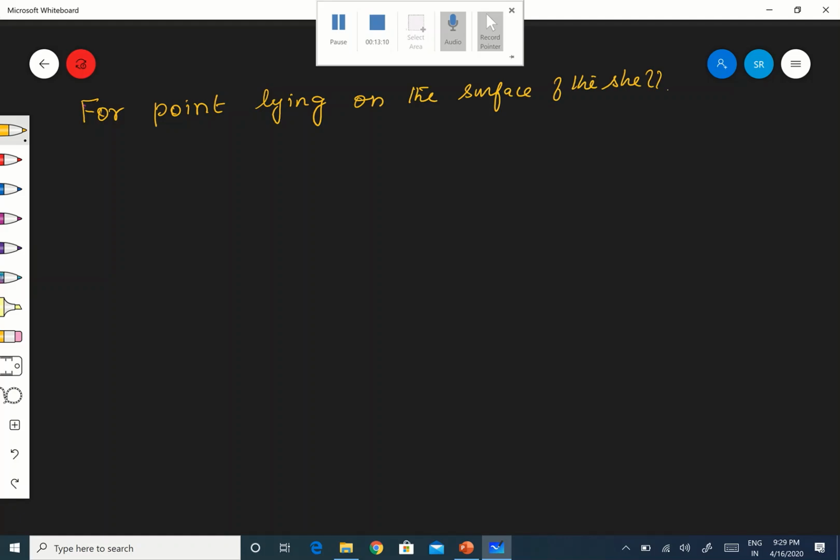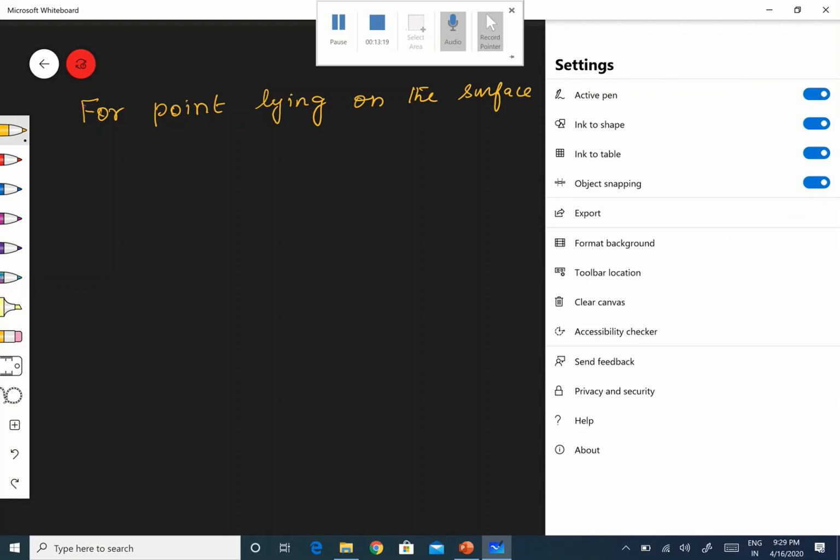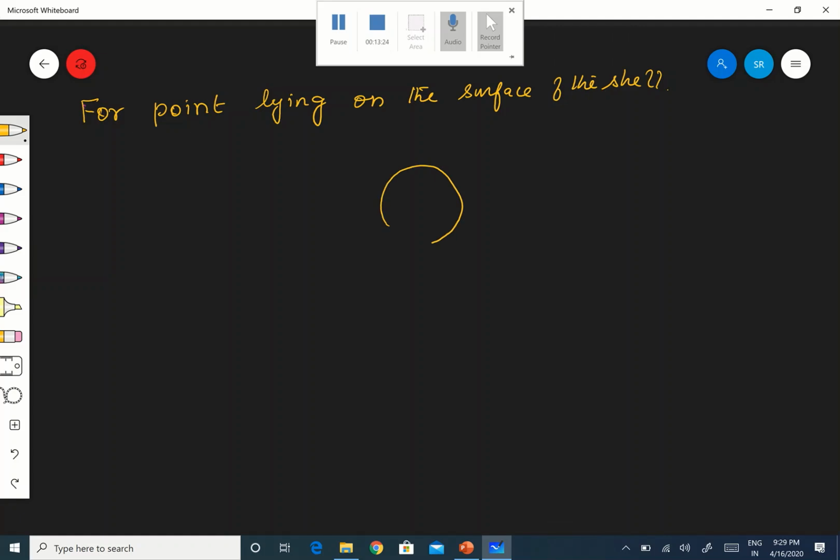Okay, now you see here, what is that? Now I have the shell, and the radius here is r. My point of interest here is lying on the surface. Here charges are distributed. This is the charge.